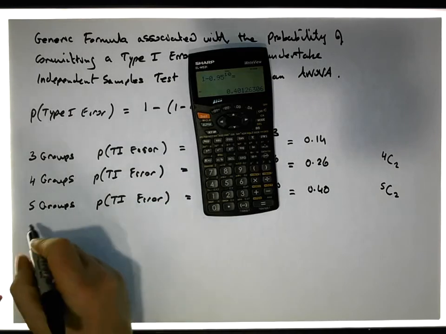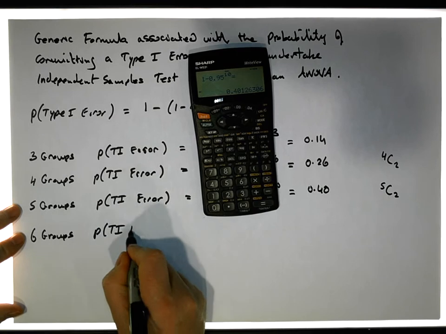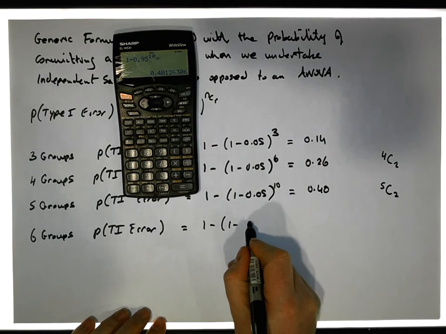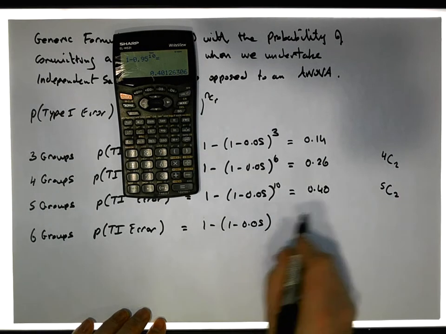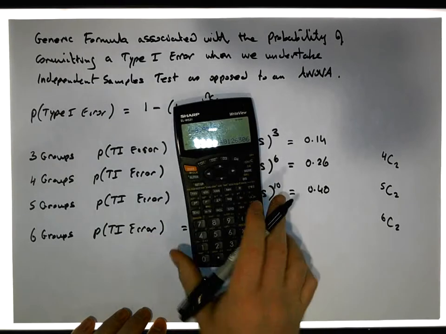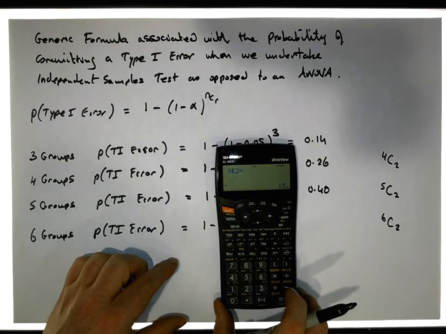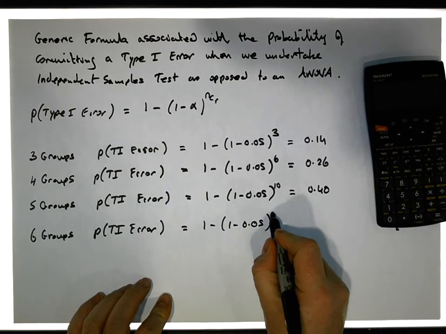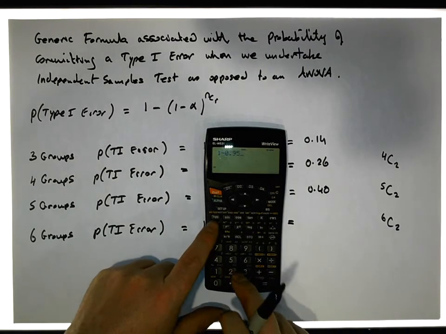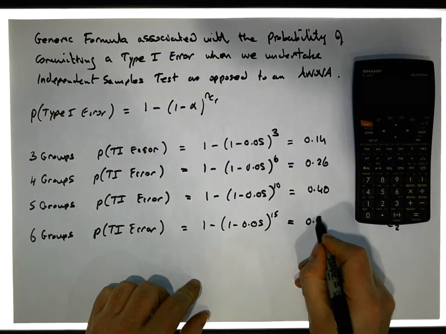And when we go to 6 groups, the probability of committing a type 1 error is 1 minus alpha, which is 0.05 if it's fixed across all the experiments, raised to the power of, well, we've got 6 groups. How many ways can we select 2 things from 6? So 6 NCR 2 gives us 15 ways to do that. So that's 1 minus 0.95 raised to the power of 15, which gives us a value of approximately 0.54, or 54%.